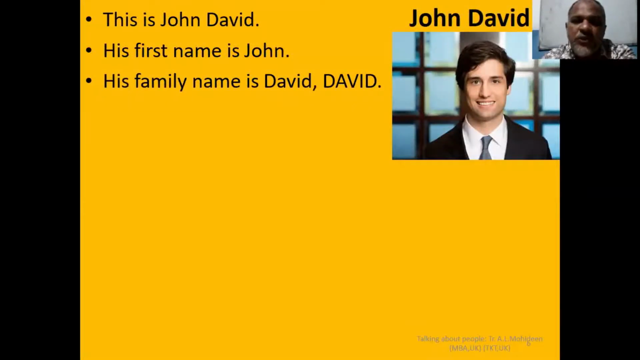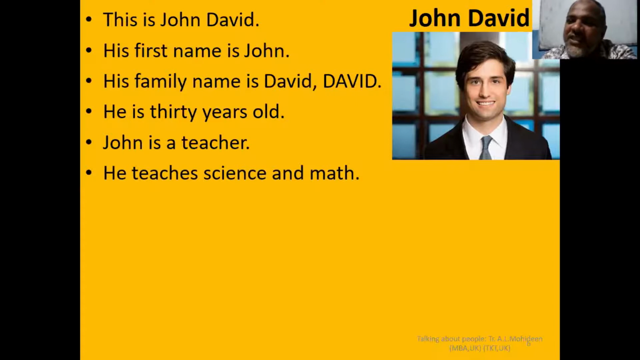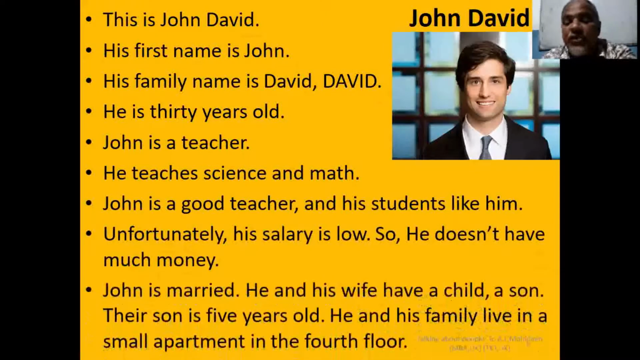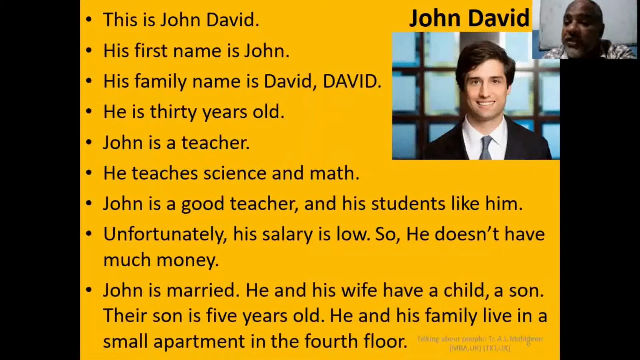This is John David, whose first name is John, and his family name is David. Actually, what would you say? He is 30 years old. John is a teacher. Now what do you say? Who? John is a teacher who teaches science and maths. And he is a good teacher. His students like him very much. Unfortunately, his salary is low, so he doesn't have much money. John is married. Who has a child? A son. Whose son is 5 years old.